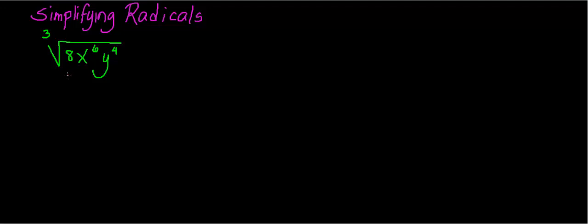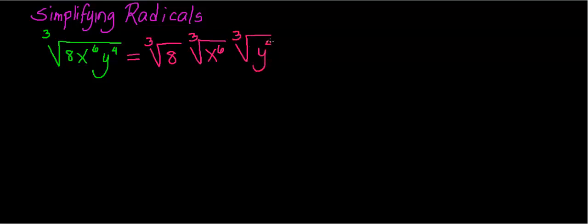So what I like to start doing, although this is not necessary, some people don't need to do this step, is rewrite this expression in individual radicals. Since I'm multiplying these factors, I have 3 factors here. I have 8, I have x to the 6th power, and y to the 4th power. They're being multiplied, so I can separate them into their individual radicals like this. And they're all cube roots. Okay? That's what I like to do first.